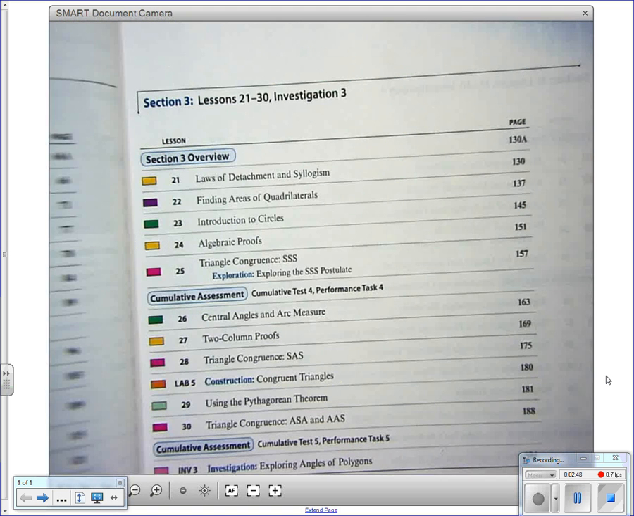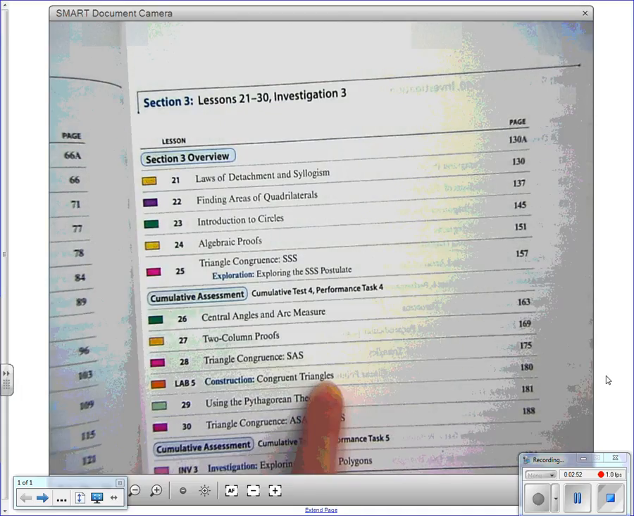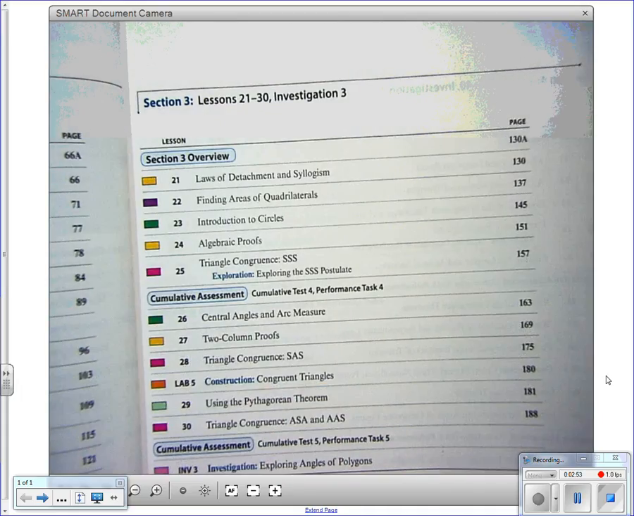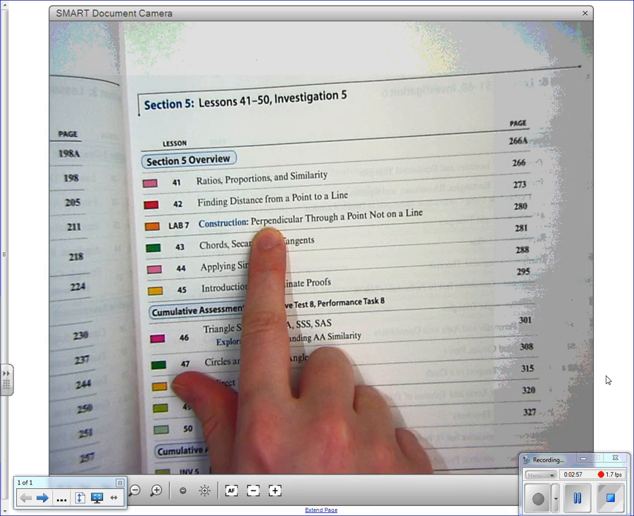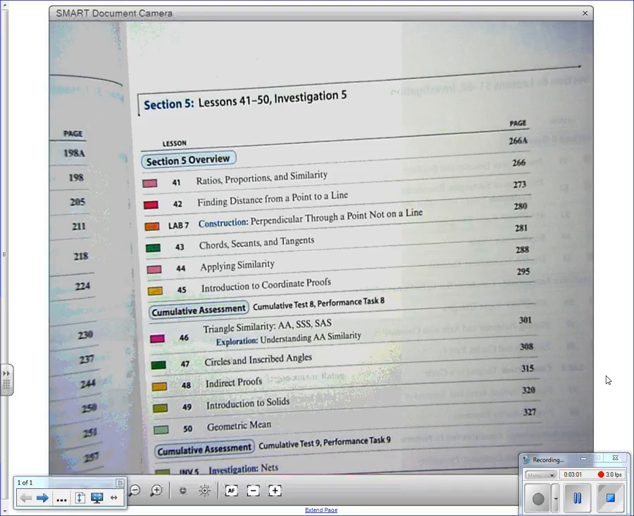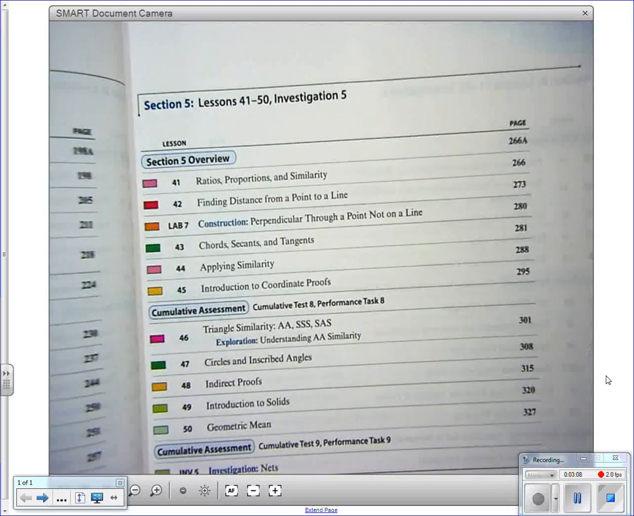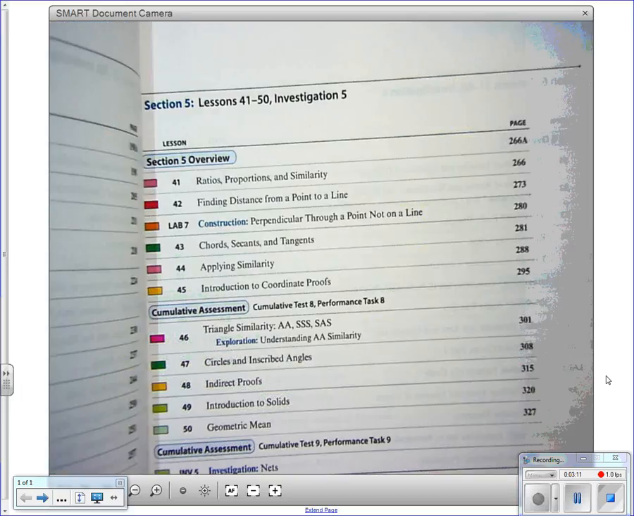Now if you look here, this one's dealing with congruent triangles. You may or may not have that one on your project, and a perpendicular through a point not on a line may or may not be on your project either. But anyway, some of them are found in your book, so that's where you want to look. Go to your table of contents, look at the constructions, and go to that page and see if that is possibly one that you are doing in your project.